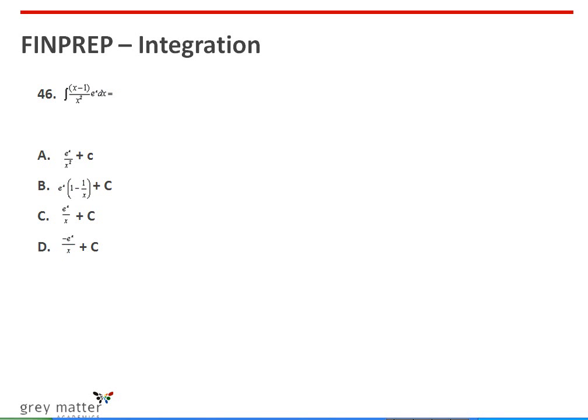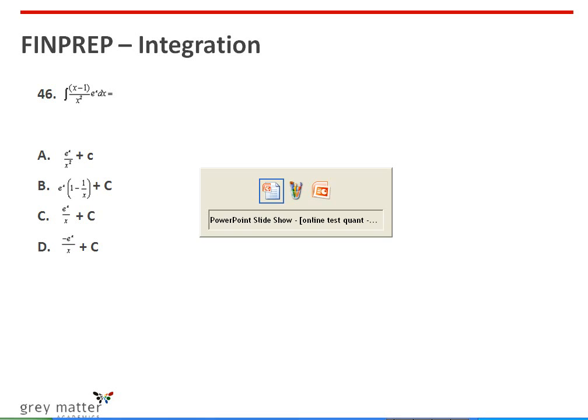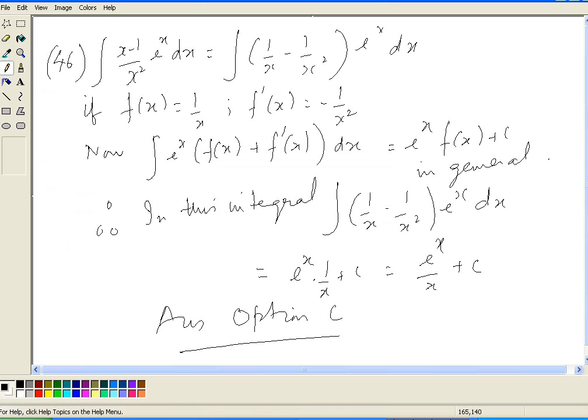46th problem: integral of (x minus 1) by x squared into e power x dx. Going to our work area, the integral can be written as the integral of (1 by x minus 1 by x squared), the whole thing multiplied by e power x dx. If we take f of x equal to 1 by x, then f dash of x will be minus 1 by x squared.